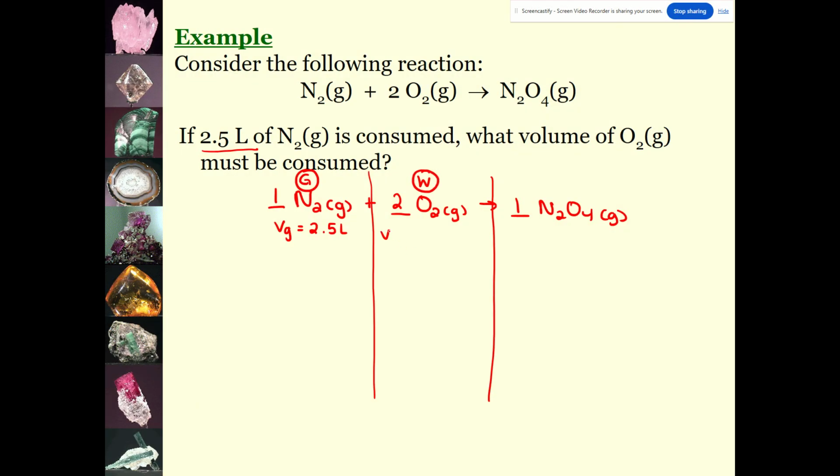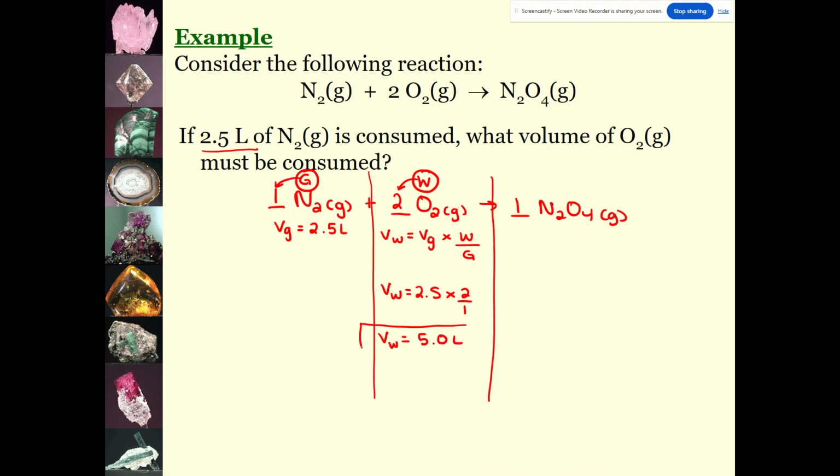So to find the volume of my wanted again, all I have to do is take the volume of my given and multiply by the ratios, balancing coefficients wanted over given. So that would be 2.5 was my given volume, times 2 over 1. Right in front of my wanted, there's a 2. In front of my given, there's a 1. So that means the volume of my wanted, which is the oxygen, is 5.0 liters.